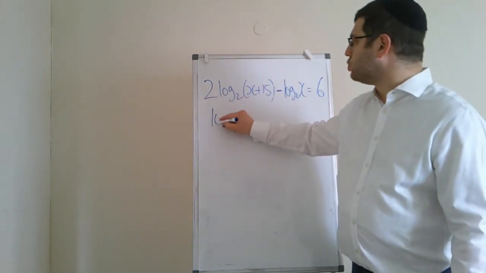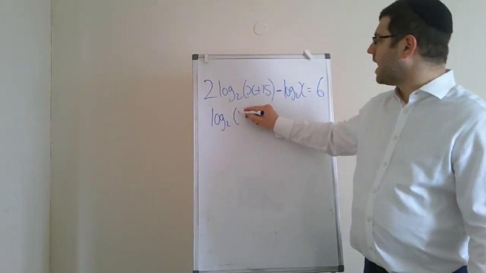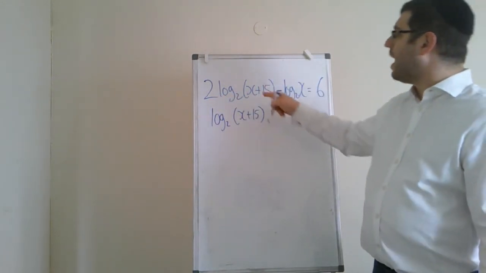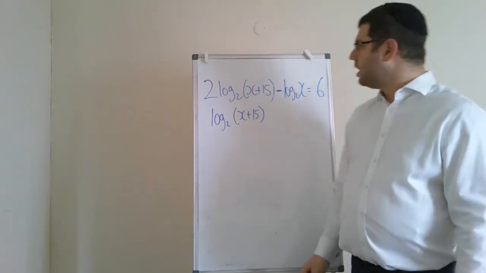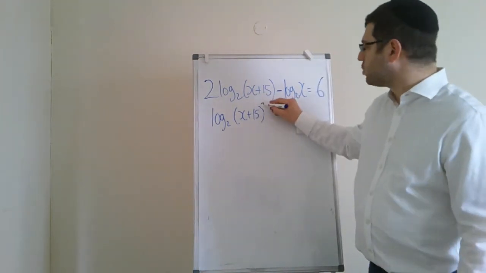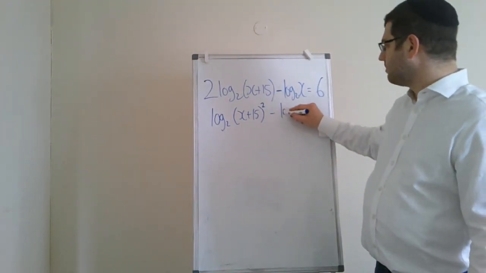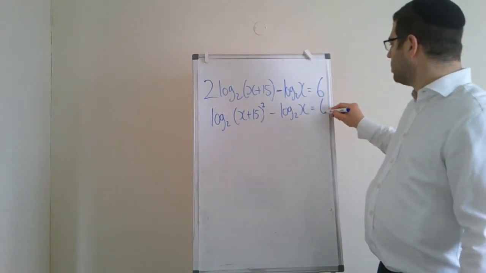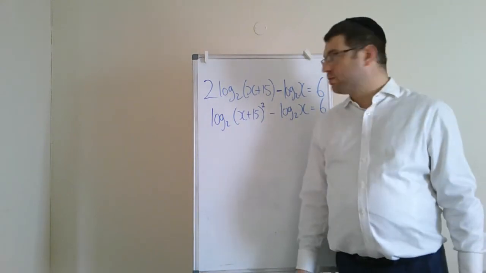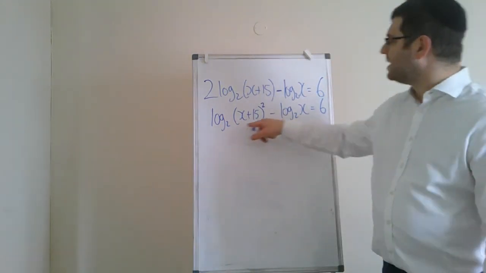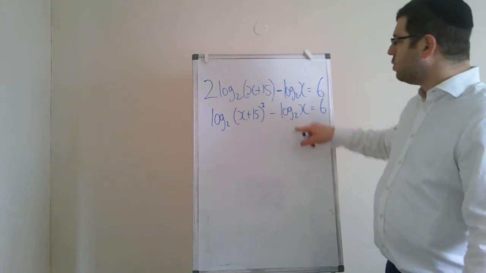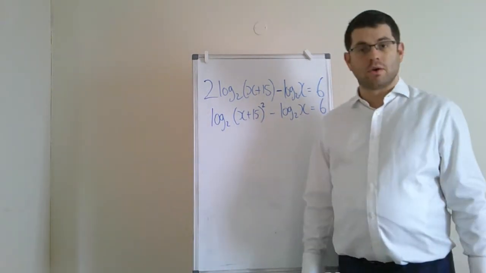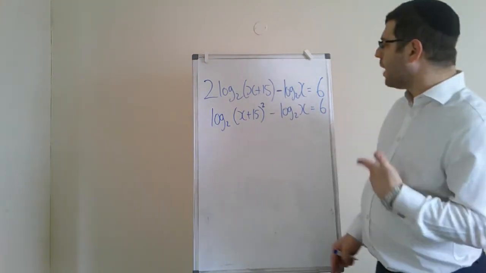So the first thing you should do is you say log 2 of x plus 15. Be careful. The 2 pops up as a power in whatever is inside the log. So you've got to take the whole of x plus 15 and square it. Minus log 2 of x is equal to 6. Now we are subtracting 2 logs. We can combine them. Now you can multiply this x plus 15 all squared out now, or you can wait. I'm just going to wait a step.